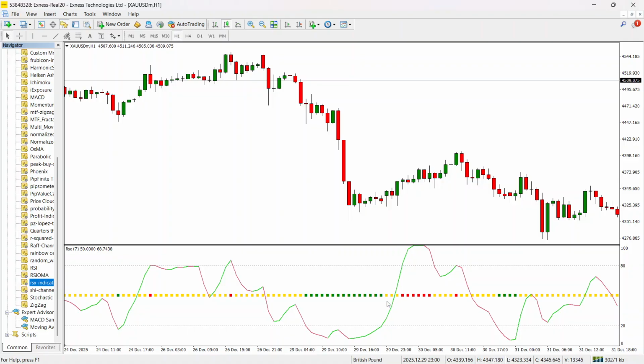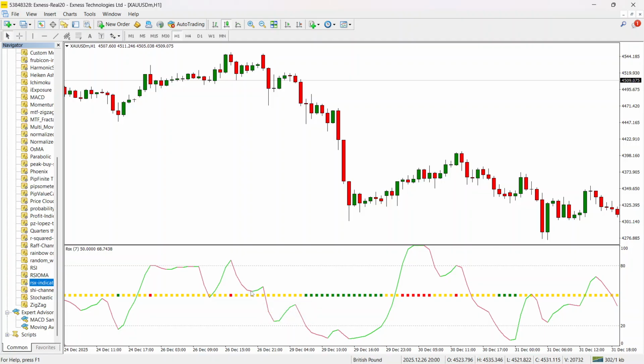The RSX line is noticeably smoother than traditional RSI, filtering out the jittery and erratic movements that often plague momentum oscillators during volatile conditions. This smoothness allows for more reliable signal generation and reduces whipsaw, which are false entries or exits caused by erratic market moves.